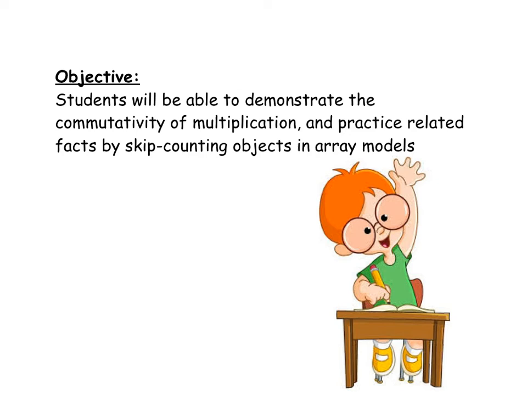Hi, third graders. Today, you guys will be able to demonstrate the commutativity of multiplication and practice related facts by skip counting objects in array models. So to break it down for you, we're going to review how to skip count, we're going to be drawing more array models, and we're going to be learning about the commutative property of multiplication. Here we go.